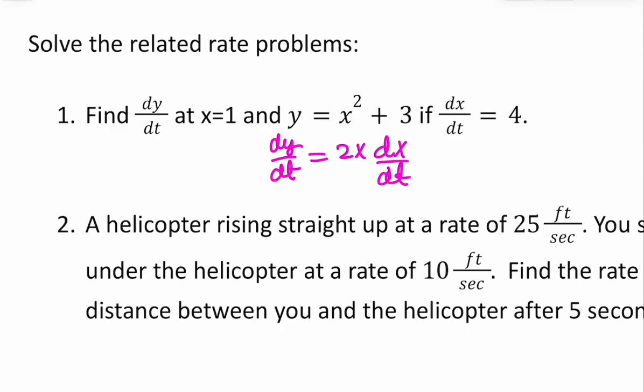dy dt is 2x dx dt. Now let's take this stuff, let's plop it in. So dy dt is going to equal 2 times 1 times 4. So basically, it's going to be 8.